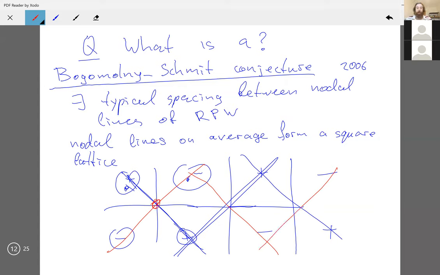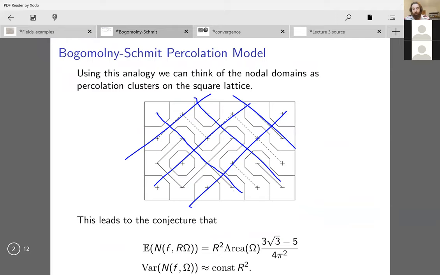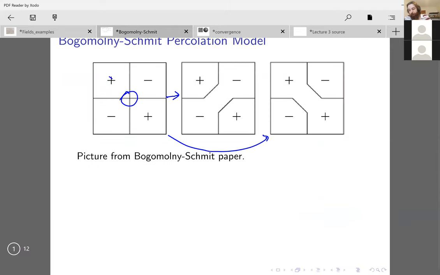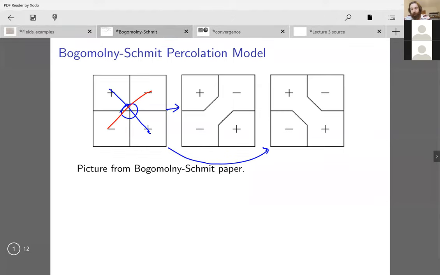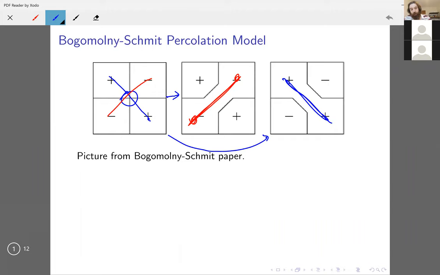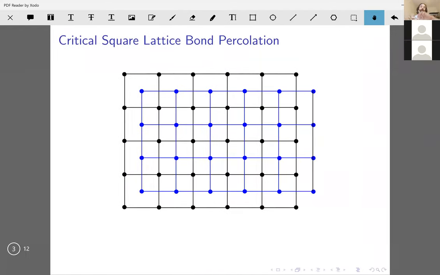And where we have this intersection of nodal lines, it's where we have a red edge that crosses with a blue one. And so we keep either one or another. Here we have one, and here we have another, and we have to resolve the singularity. So either we keep the red edge or we keep the blue edge. So that's exactly our percolation model, like here, but imagine that it's rotated by 45 degrees.